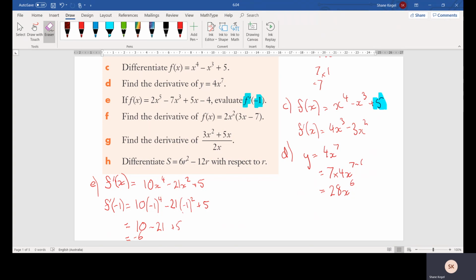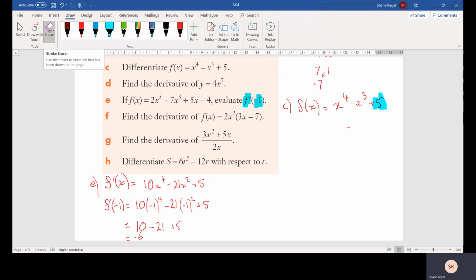Okay, part F. So essentially here we're given two terms, and we're going to derive these. Just give me a second. Using one of my rules that I was provided with earlier.